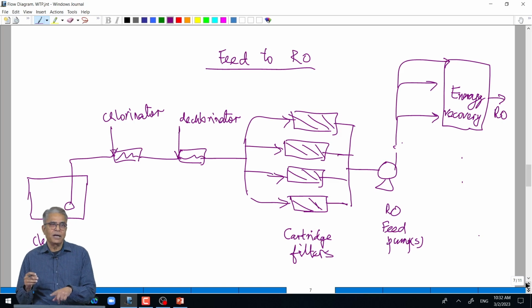Then it goes to the final cartridge filters, these are micron filters, disposable ones, you can't reuse them.